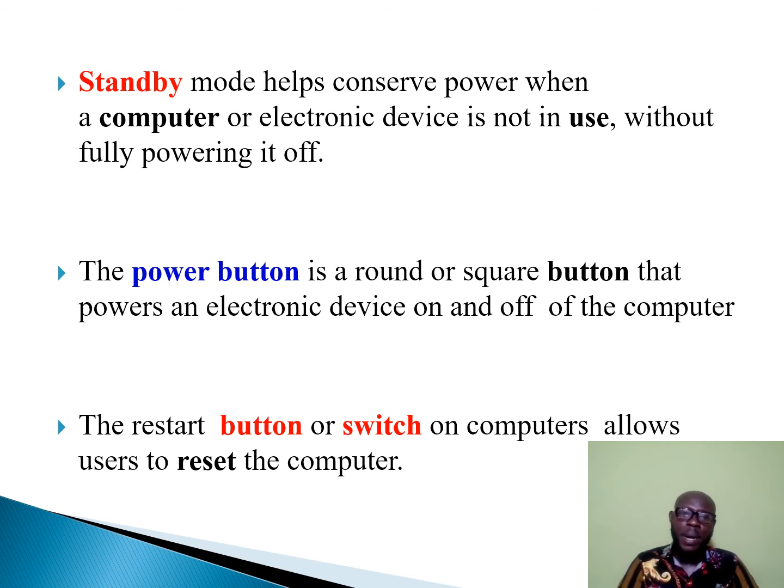2. The power button. The power button is a round or square button that powers an electric device on and off of the computer. What does this one tell you? That means that the power button can be used to turn on the machine and turn off the machine. So over here, the power button performs 2 functions. We use it to turn on the machine and also turn off the computer system. That becomes the function of the power button.